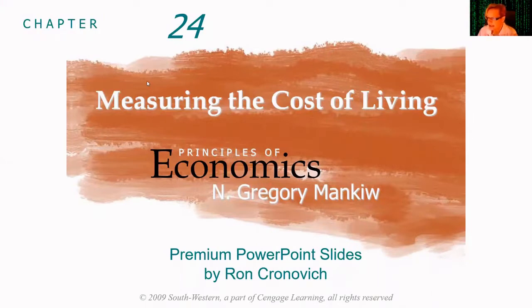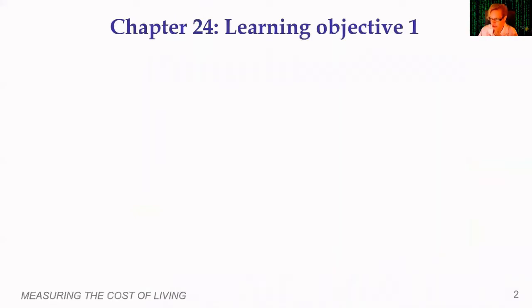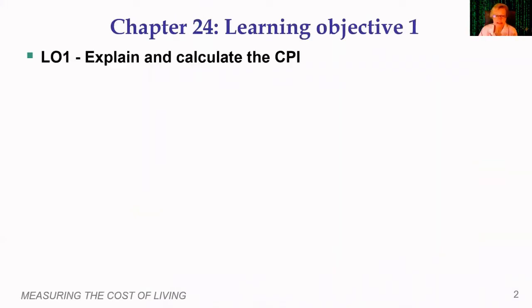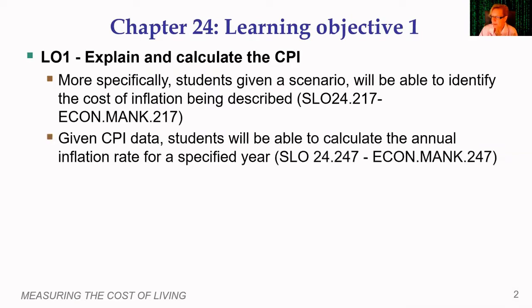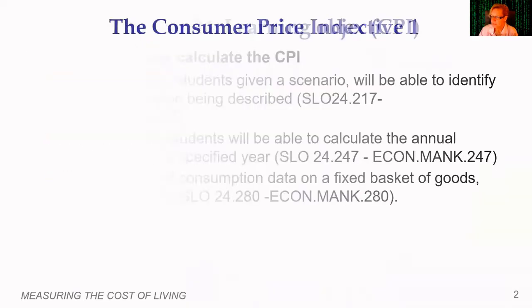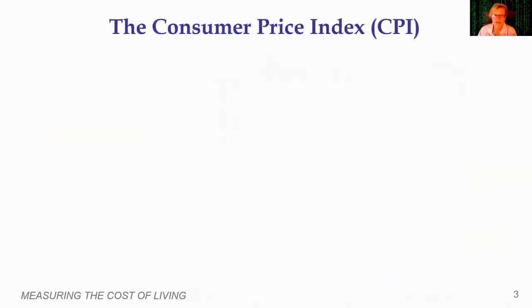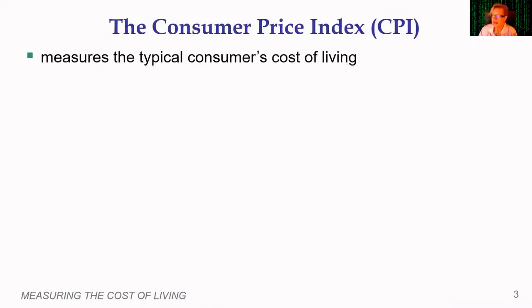So Consumer Price Index is the measurement of how we look at inflation. So for our first learning objectives here, we're going to explain and calculate the Consumer Price Index. So this is the inflation rate and the thing that we talk about in the Consumer Price Index. What it does is measures our cost of living. How expensive is it to live in a particular geographic area, metropolitan service area, and so on.